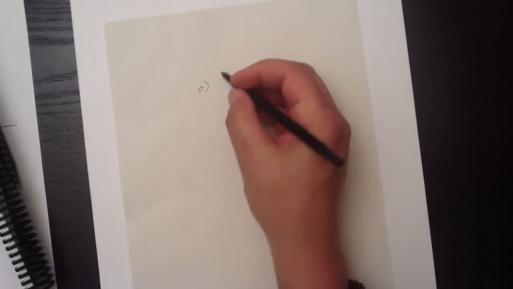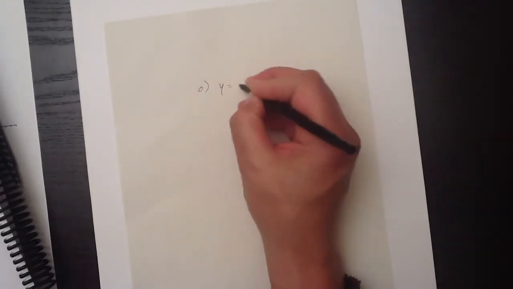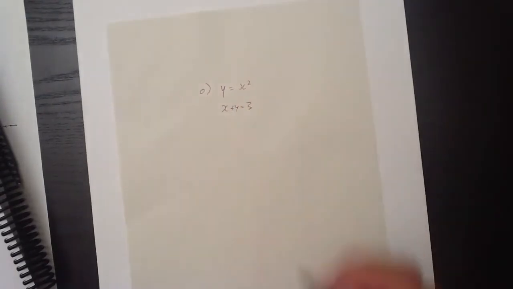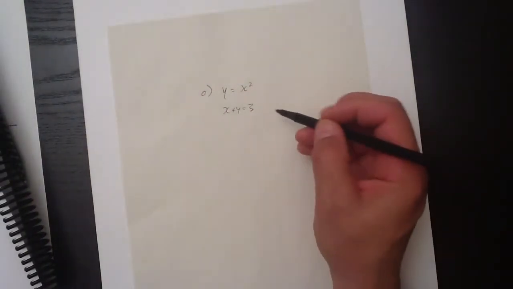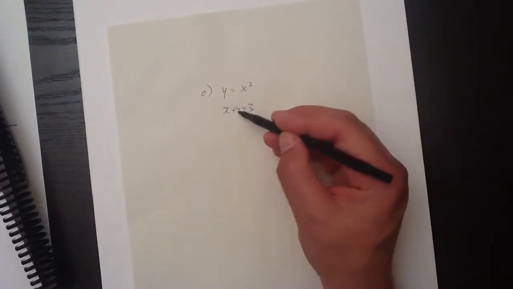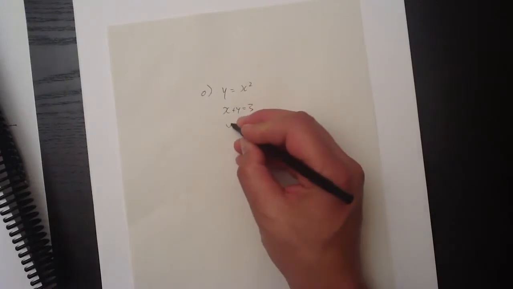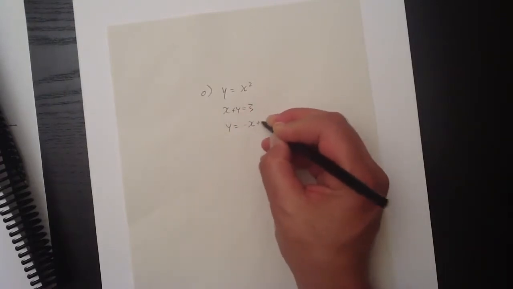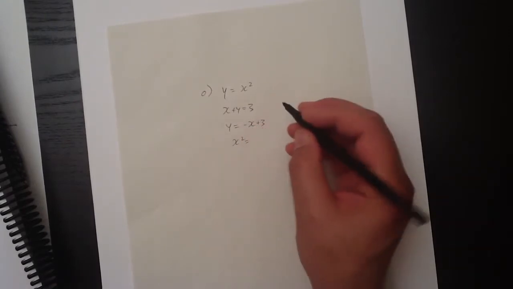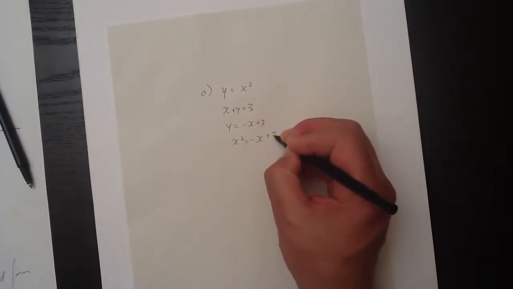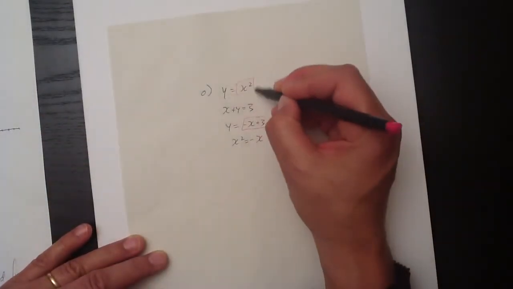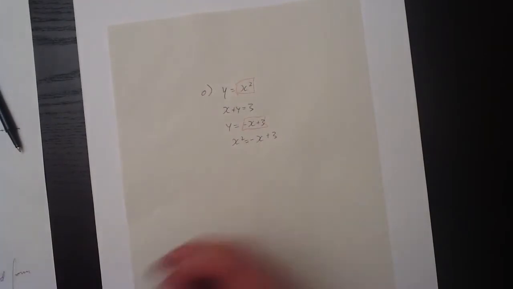O. y equals x squared is 1 and x plus y equals 3. So in this case what we need to do is isolate the y again, so y equals negative x plus 3. And that means that x squared equals negative x plus 3 because this is y and this is y, and therefore they equal each other.